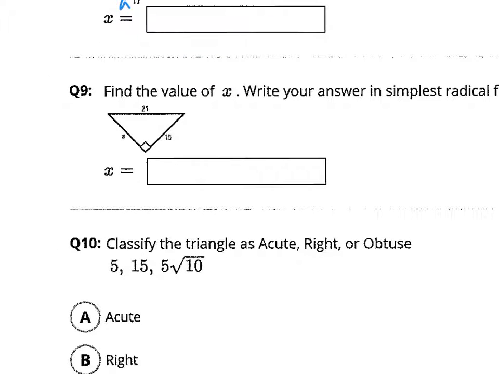Same way, number 9. This is our A. This is our B. Of course, C is always opposite the right angle, the hypotenuse, right there.